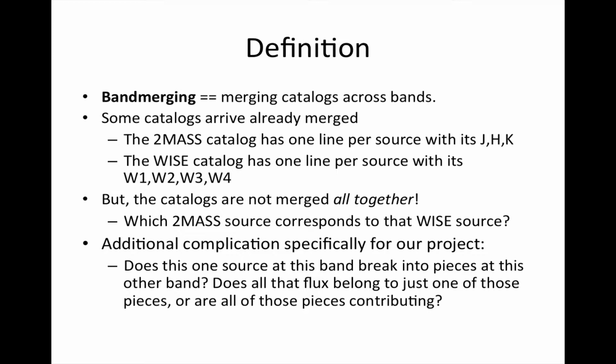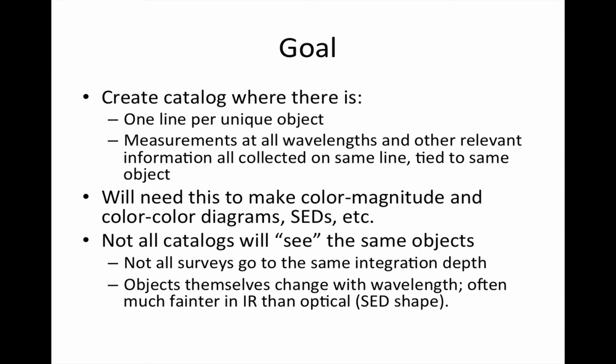We have an additional complication for what we're doing because we're going to have sources that break into pieces. There's going to be something that looks like one source in the Herschel bands that breaks into 2 or more pieces at the shorter bands. And we're going to have to figure out how we can, if we can, apportion the flux correspondingly.